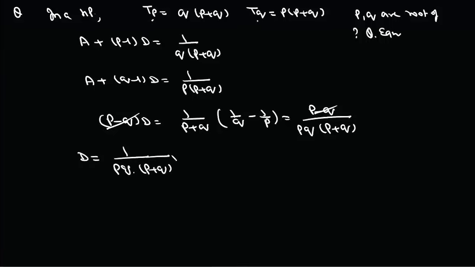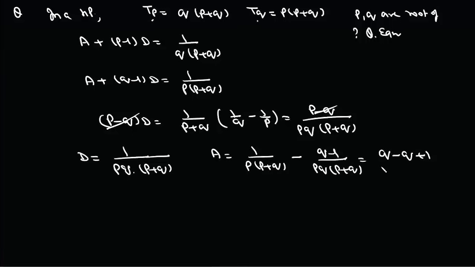And we can write its first term as 1 upon P plus Q minus Q minus 1 into D, and D is PQ into P plus Q. Now this will be Q minus Q plus 1 upon PQ into P plus Q. Now this Q and Q will cancel. So its first term will be 1 upon PQ into P plus Q.